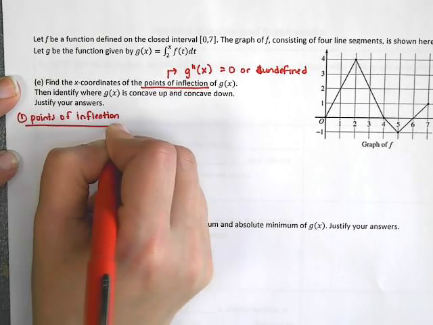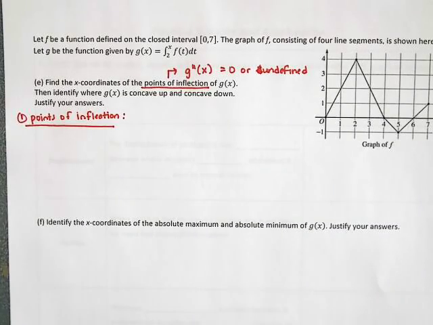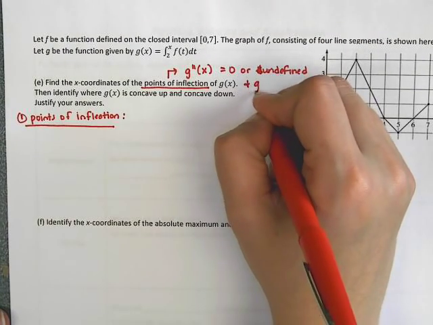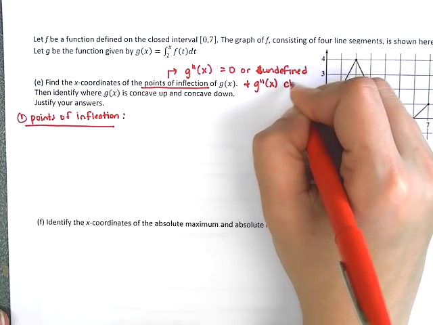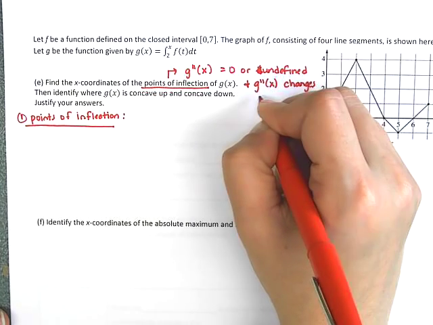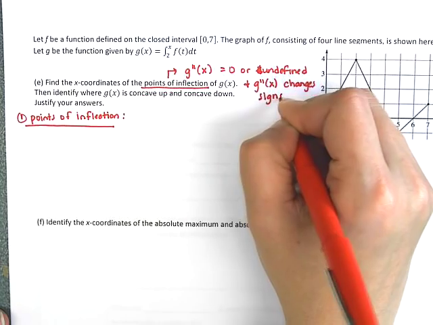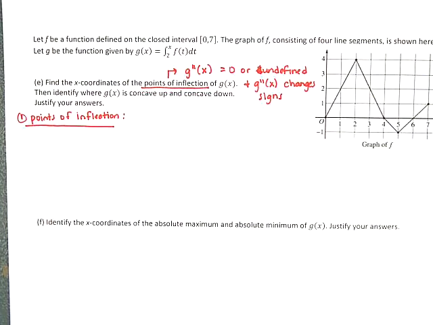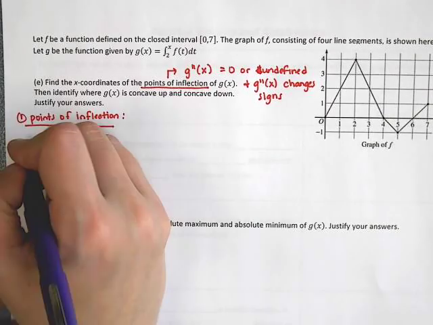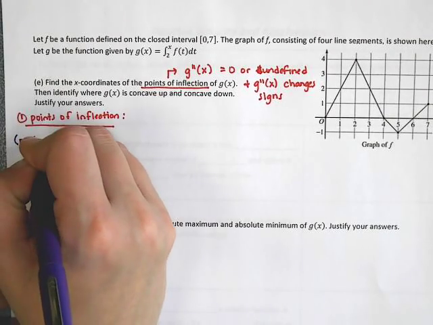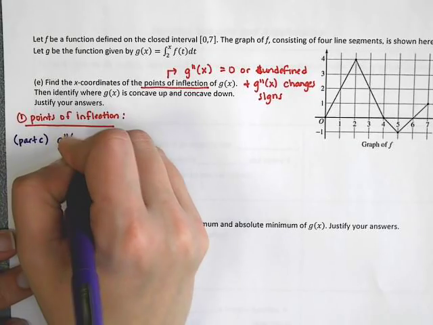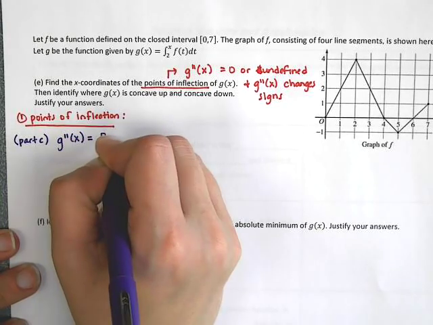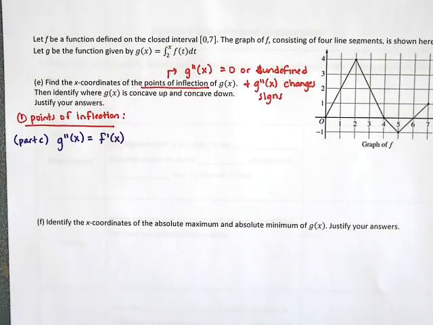Now, one of the things that made a point of inflection a little bit different was that the second derivative has to change signs. For a critical point, you don't necessarily have to have your derivative change signs there, but for a second derivative, you have to actually change signs in order to qualify. So if we go back to part C, what we figured out was that the second derivative of g was the first derivative of f.